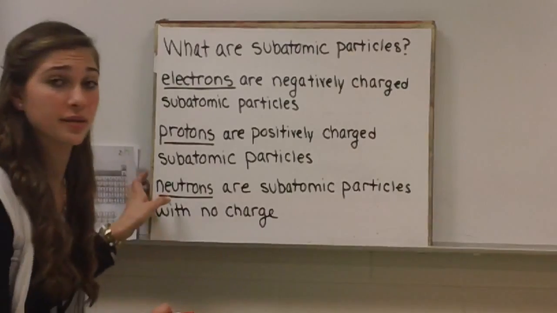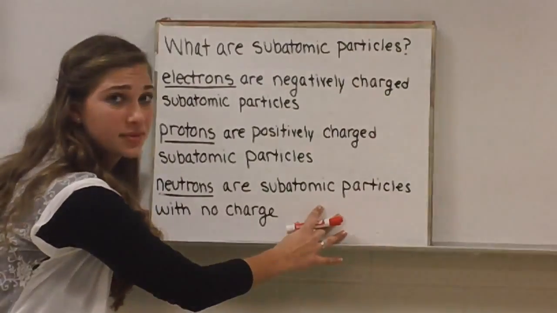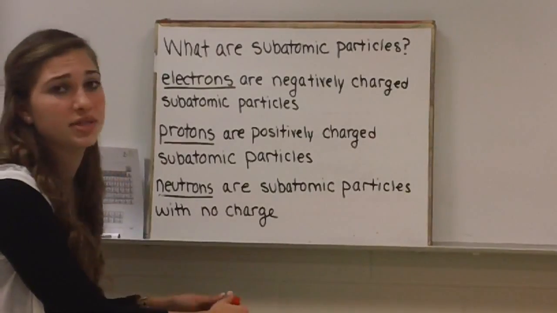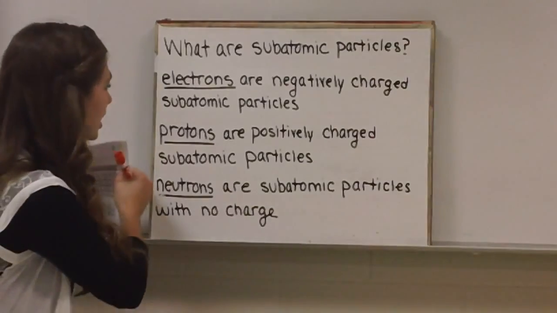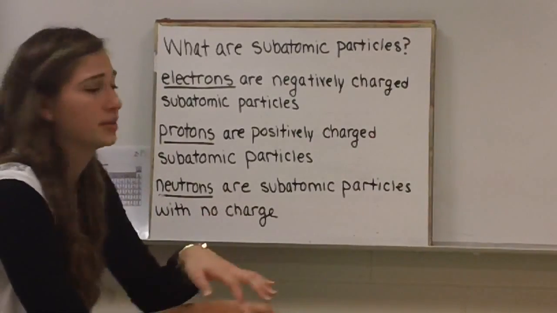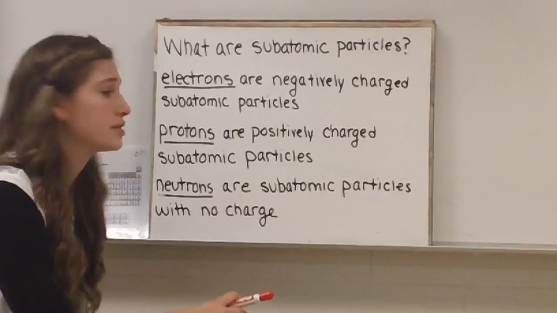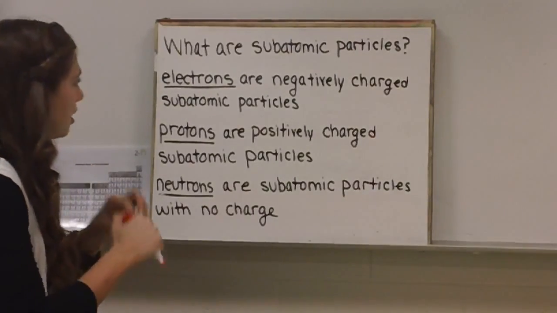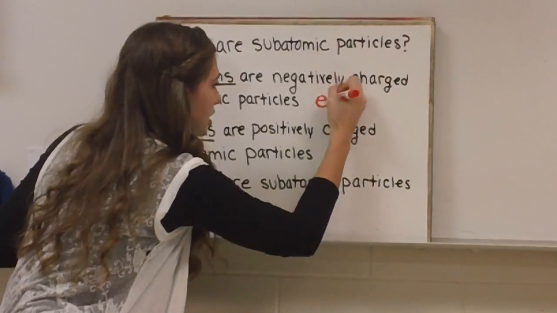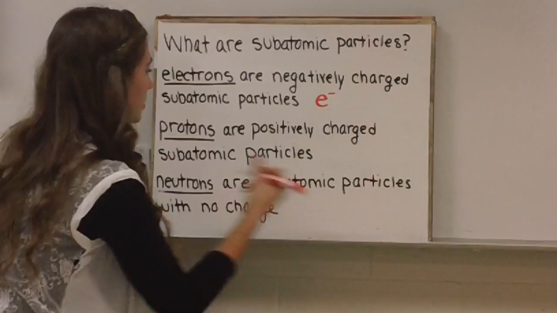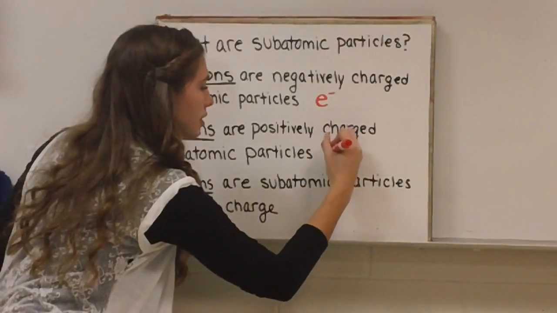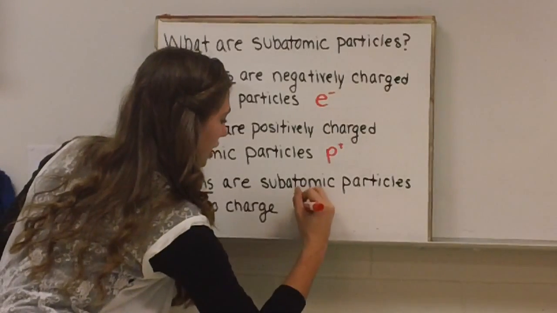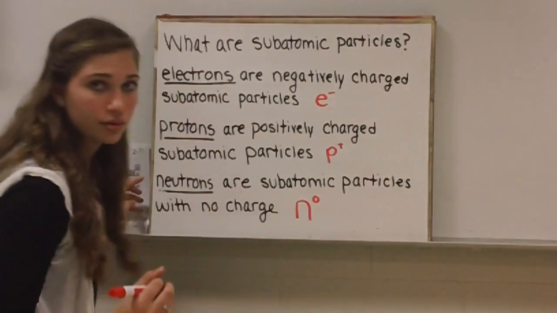So you might be asking, what are subatomic particles? There are three different types of subatomic particles. The first one are electrons, and they are negatively charged subatomic particles. Next, there are protons, which are positively charged subatomic particles. And then there are neutrons, which are subatomic particles that have no charge at all. So electrons can be shorthanded with E to a negative sign. Protons can be shorthanded with a P and a positive sign, and neutrons can be shorthanded with an N raised to the 0.